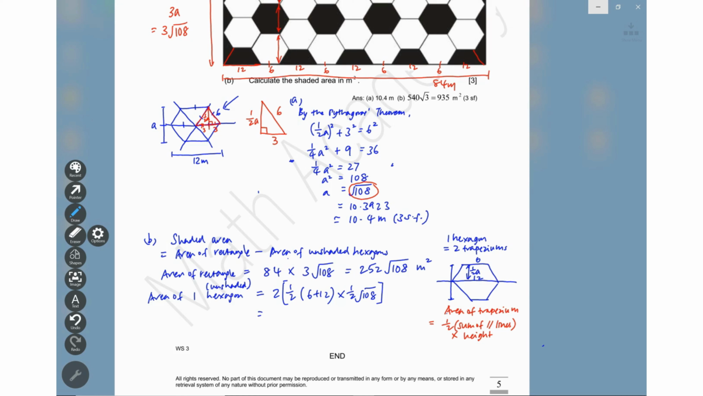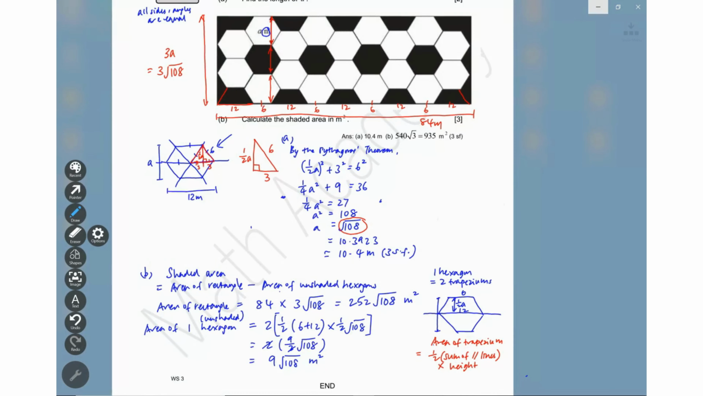Okay, I'm going to open up and solve. Let's look at the inside bracket first. Inside I have half times half, that gives me 1/4, and 6 plus 12 gives me 18. So 18 over 4, I'm going to reduce it and get 9 over 2 root of 108. So as you can see, the 2 will cancel out, and this is one hexagon.